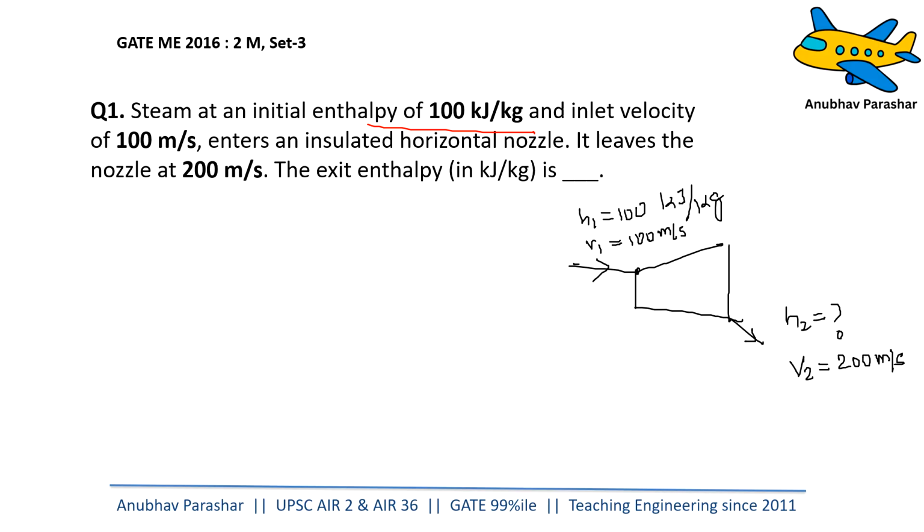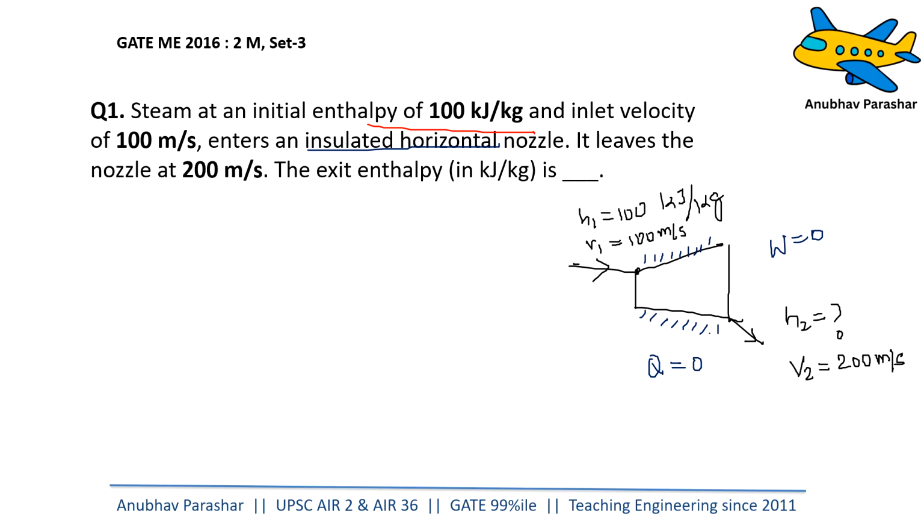Now, it's an insulated horizontal nozzle. What is the meaning of insulated? Insulated means definitely that there is no heat transfer. This is not a hard and fast rule, but generally this is how it will be, right? And we all know that the work transfer is equal to zero, right? A nozzle is not a work producing or work consuming device, right?